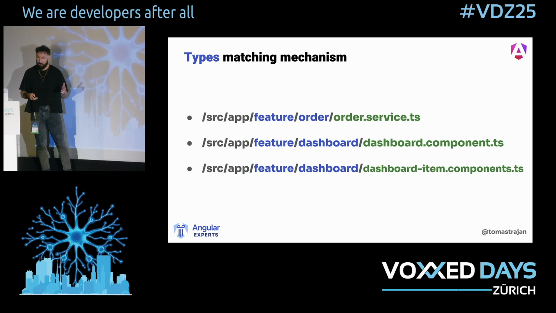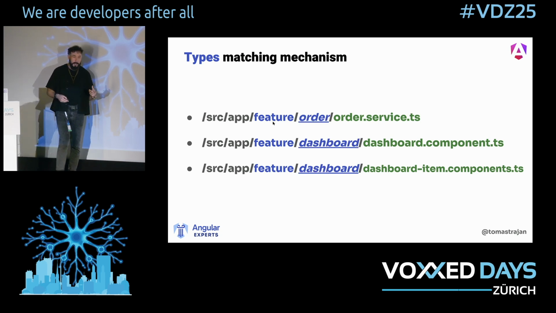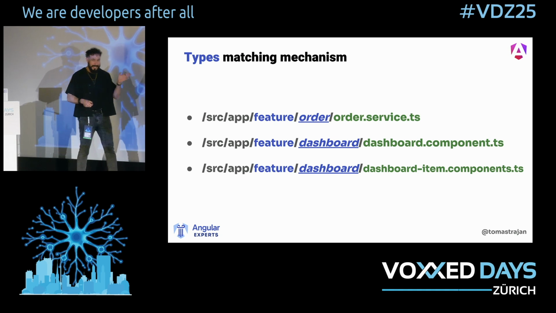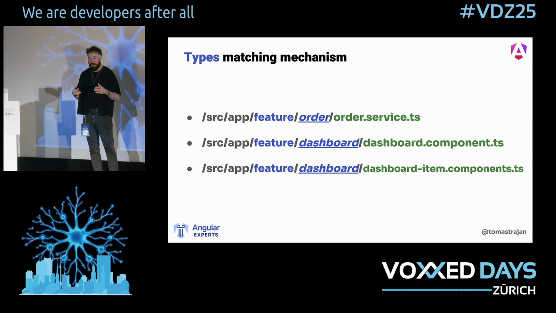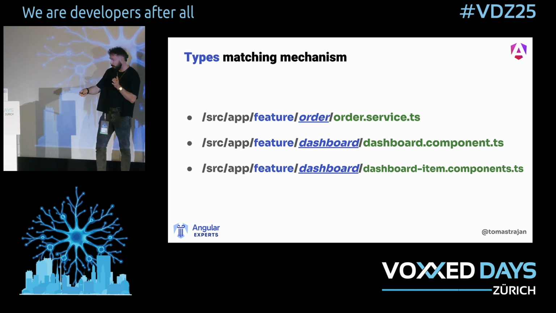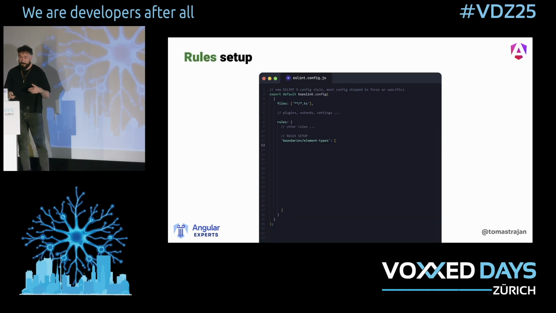So now, first and foremost, because there is a feature keyword in the file path, it gets recognized as a feature architectural type, but because we have that star, we also capture that next folder as a feature name, and this will then allow us later to validate that features cannot consume from one another. Perfect. So we have the types, and now it's time to set up the rules which govern how those types can consume each other, right?